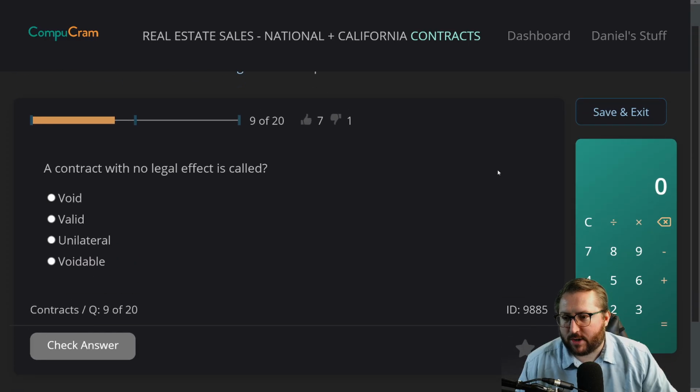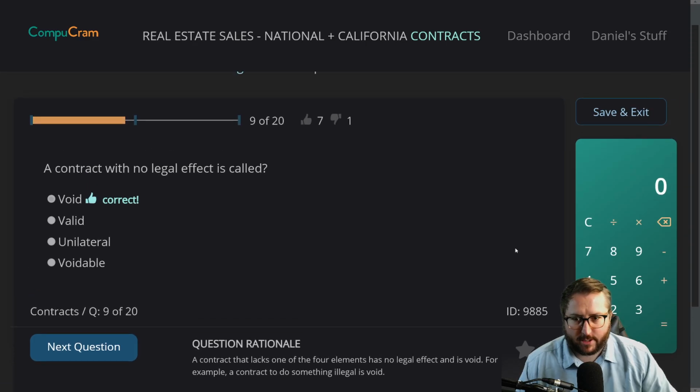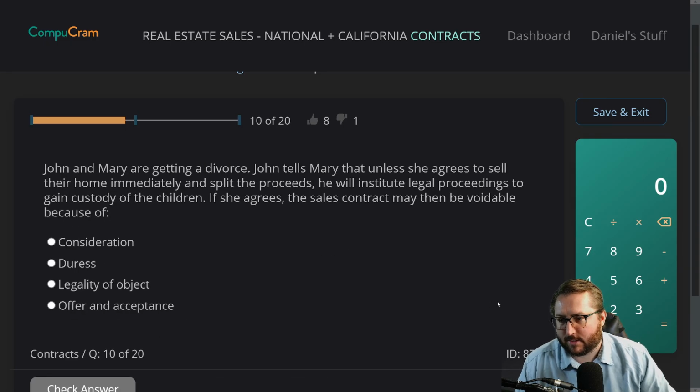Question 9. A contract with no legal effect is called A, void, B, valid, C, unilateral, D, avoidable. I want to say a void contract has no legal effect. Correct. Question rationale. A contract that lacks one of the 4 elements has no legal effect and is void. For example, a contract to do something illegal is void. So don't do anything illegal, because it doesn't matter if you have a contract or not.